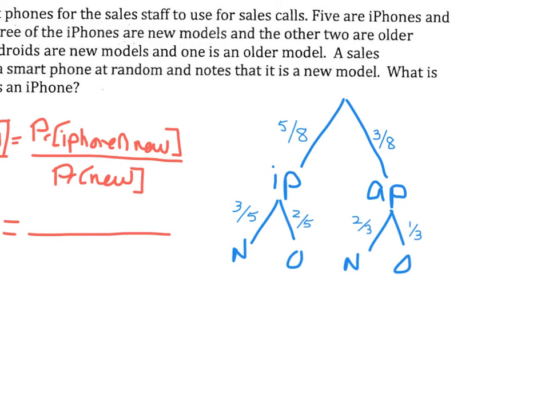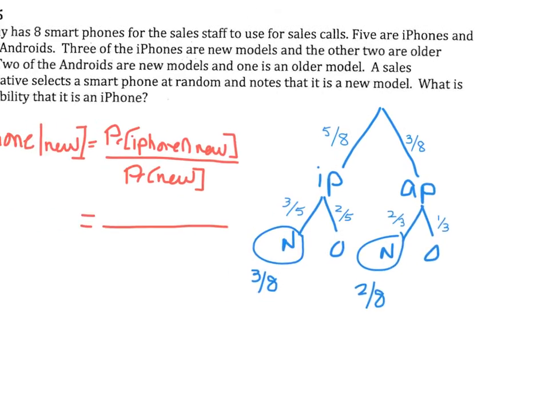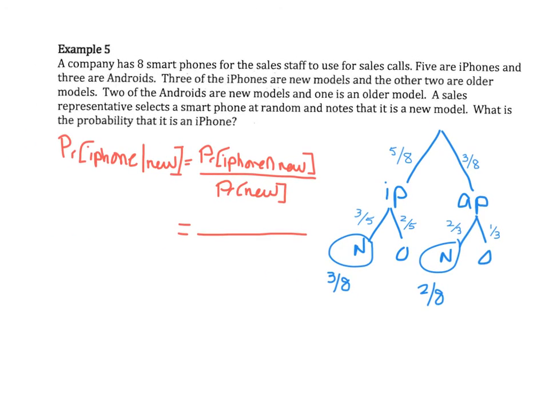Alright, so what we need to know is, since it was new, the probability of a new iPhone in terms of the entire problem was there were 3 new iPhones out of the 8 total phones in the drawer. And for the new Android, there were 2 out of the 8. So where do these numbers fit into our equation? The top part says it has to be an iPhone and it has to be new. So we got that number to be 3/8. And then we're going to divide that by, now hold on just a second.